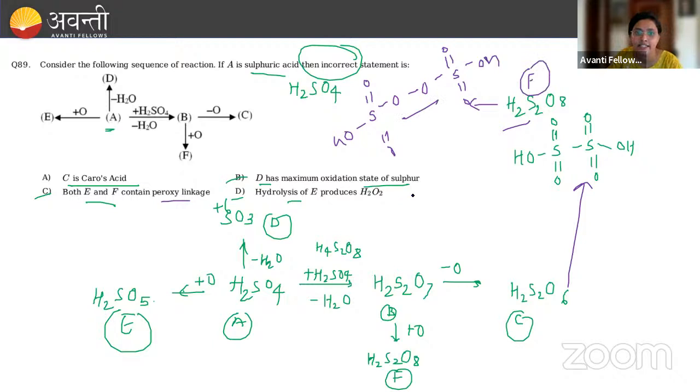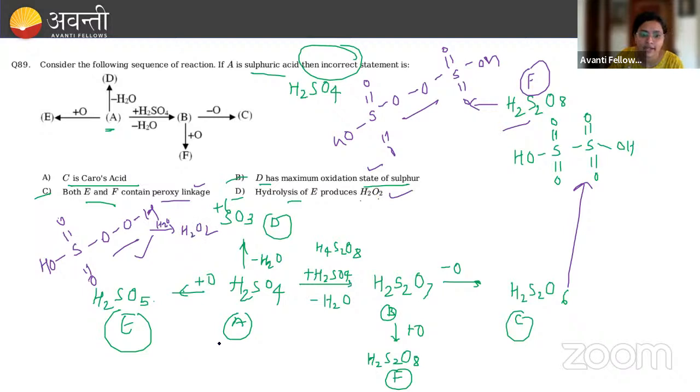Very good. Next, E molecule also contains peroxy linkage. यहाँ पे E molecule है हमारा H, S double bond O, यहाँ पे O, O, H and double bond O. 1, 2, 3, 4 and here OH. So this again contains peroxy linkage. So this is correct. This is correct. And E produces H2O2. So यहाँ पे अगर इसका हम लोग हाइड्रोलिसिस कर देंगे ना, तो हम लोगों को H2O2 मिलता है. ठीक है, this is also correct.